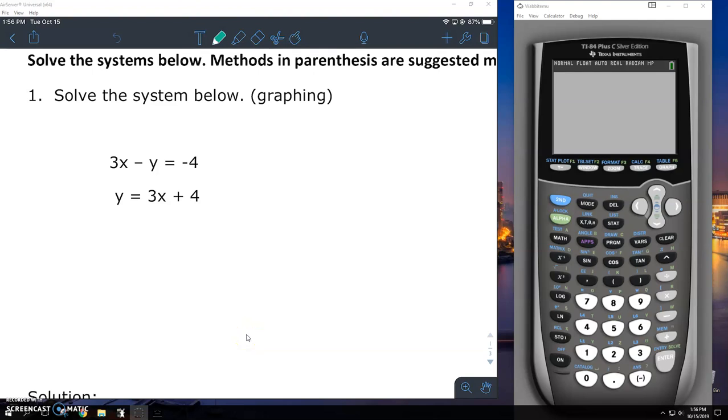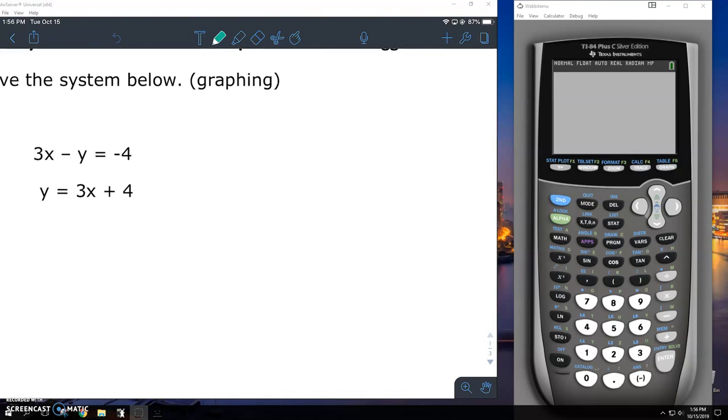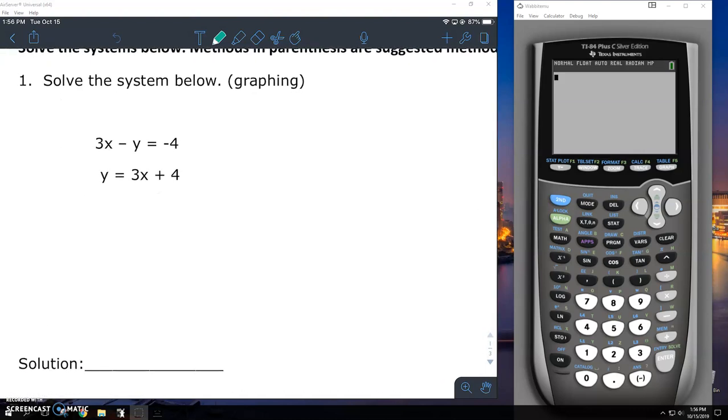This is the credit recovery video for Unit 10, and we will be solving systems. Number 1 says to solve the system below using graphing. And so when I graph, I usually like to have this in slope-intercept form, so y equals mx plus b. And I notice that this first equation is not. So I'm going to go ahead and solve that for y.